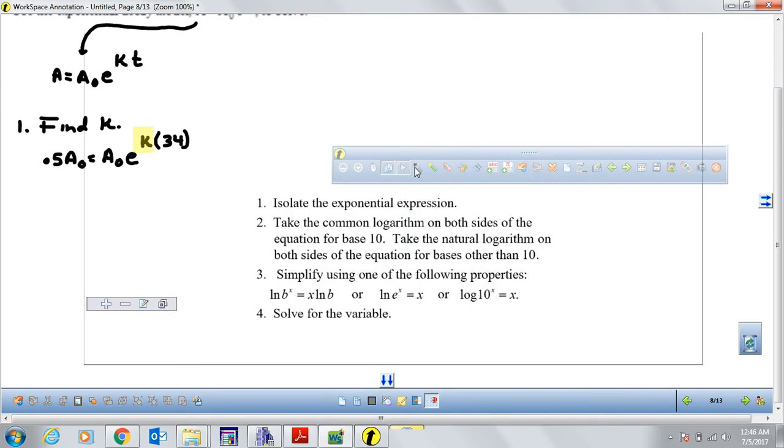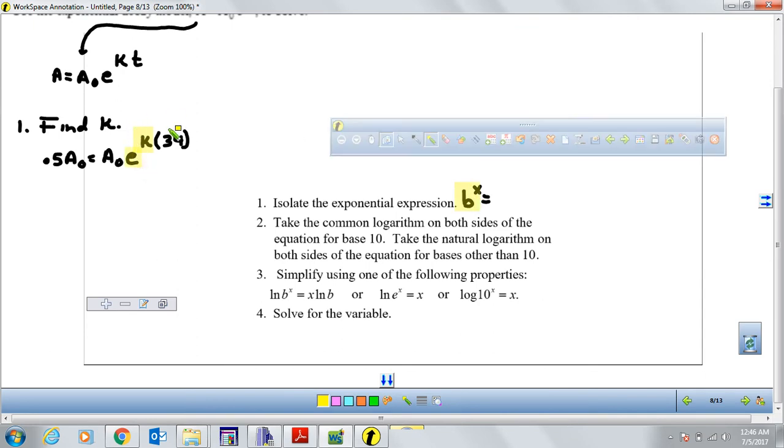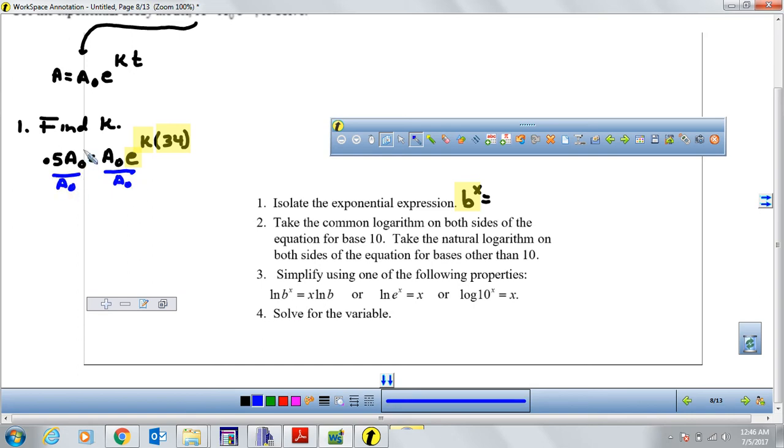The first step in the process is that we need to isolate the exponential expression. Remember, the exponential expression is the base raised to a power, and it must be by itself on one side of the equation. My exponential expression is e raised to the k times 34. So to isolate it, I need to divide by A sub 0 on both sides of this equation. The A sub 0, my original amount, is divided out on both sides. So we end up with 0.5 equals e raised to the k times 34, which I can rewrite as 34k. Now the exponential expression is isolated.